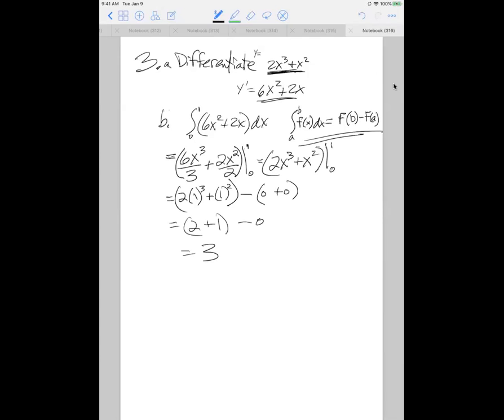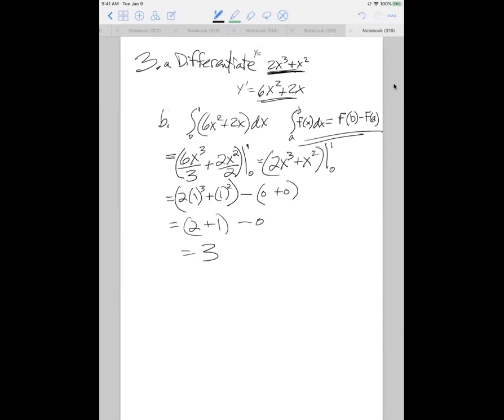And then it is a matter of checking that you take the antiderivative and plug it into your calculator and verify. It will obviously be 3. Make sure you check your work. Anytime you have a definite integral, check your solution on the calculator. All right, so that is the answer for number 3.